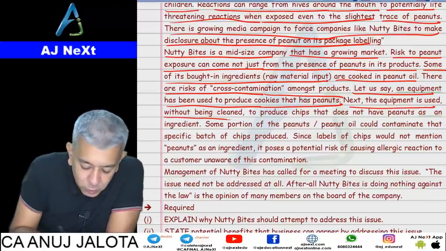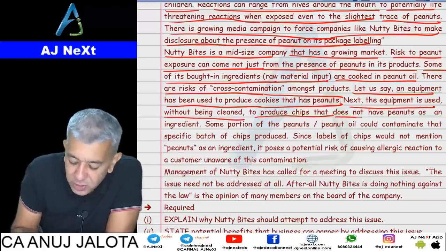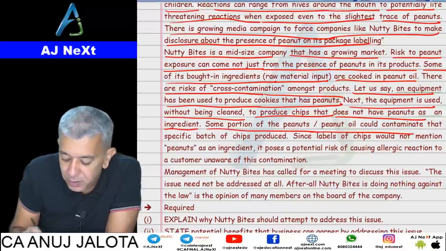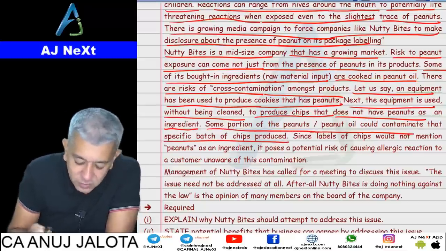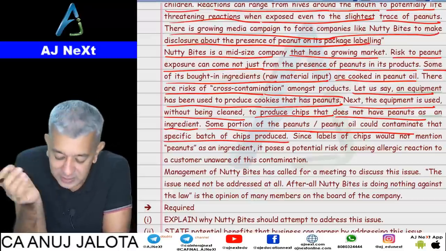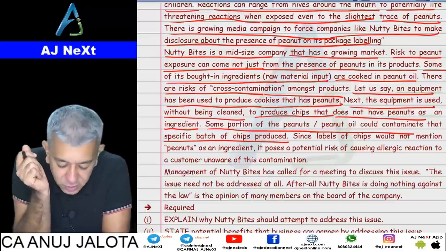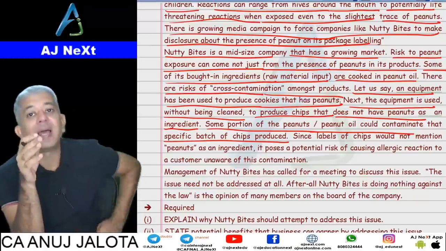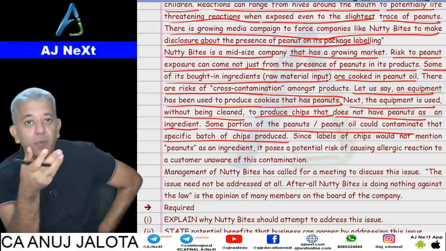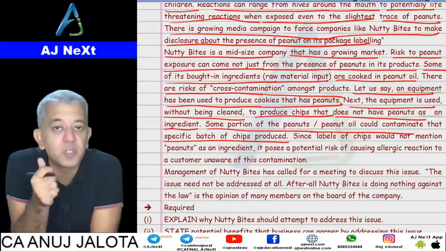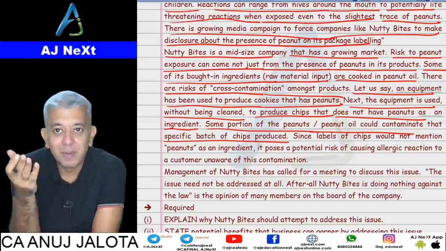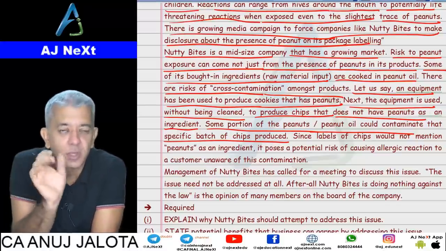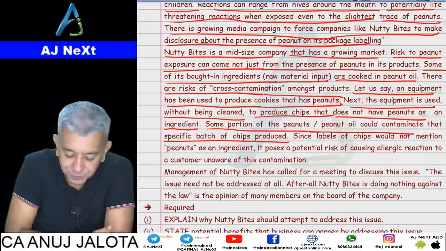Next, the equipment is used without being cleaned to produce chips that do not have peanut as an ingredient. Some portion of the peanut or peanut oil could contaminate the specific batch of chips produced. So what these guys are saying is that you produce something first that has peanuts. Then you produce something that does not have peanuts, but you did not clean the equipment which was used to produce the first particular product. So some leftover things can get stuck to the second product. Therefore, cross-contamination might happen.